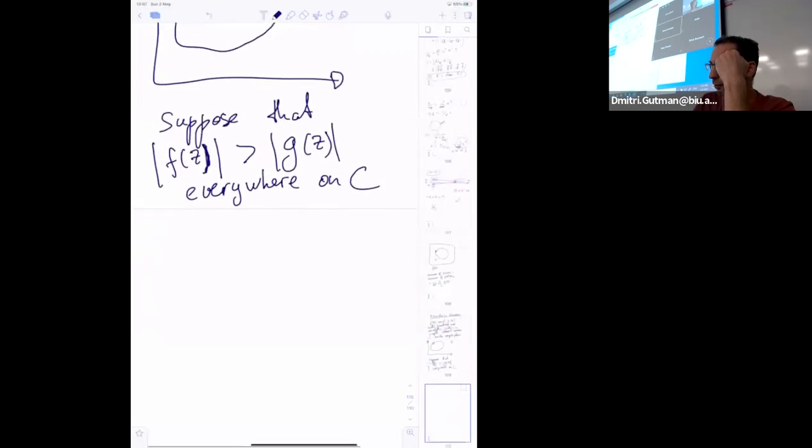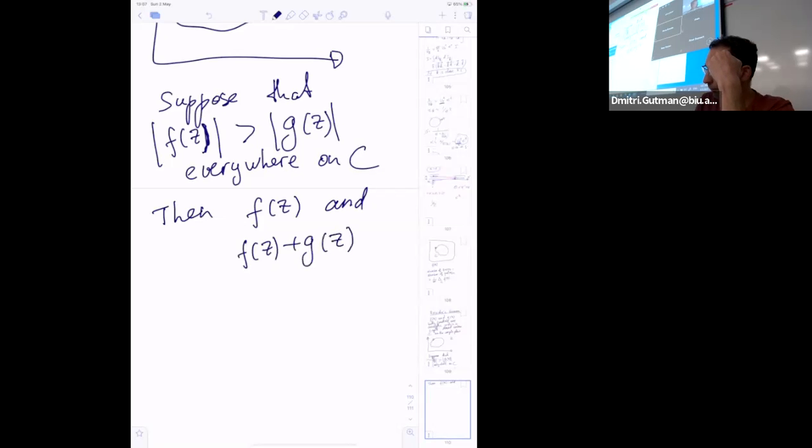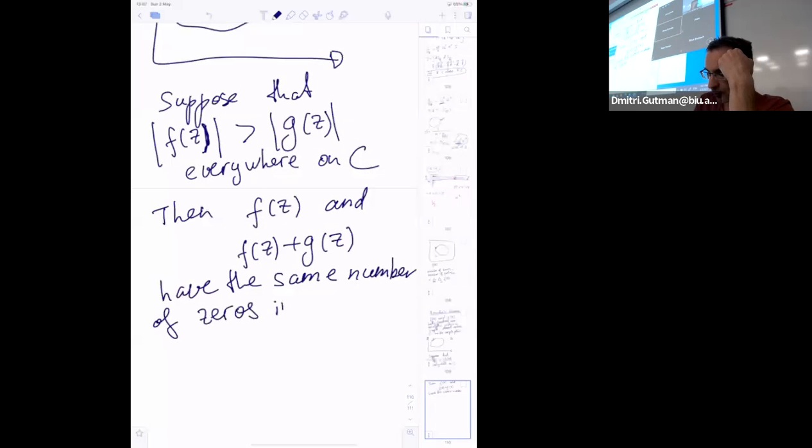And then the theorem states that f of z and f of z plus g of z have the same number of zeros inside C.